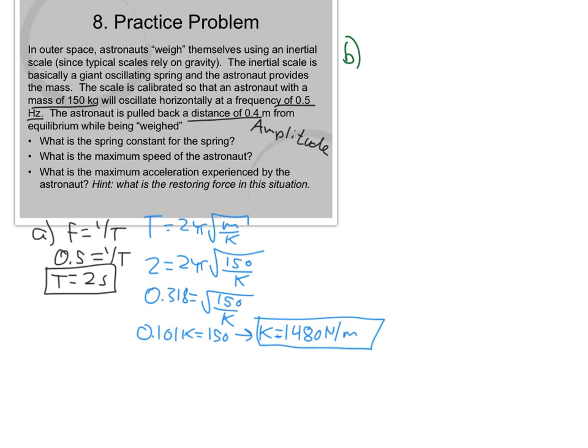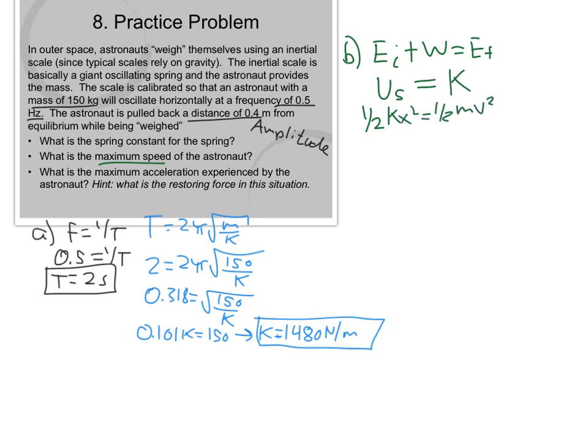Moving on to the next part, I'm going to start thinking about what we just introduced, the idea of energy. So I'm going to start with E initial plus work equals E final, and I'm going to use that to figure out the maximum speed of the astronaut. I know that when they start, they have all spring potential energy when they're at their maximum displacement. There's no work being done here by any non-conservative forces, and when they get to their equilibrium position, where they're traveling the fastest, all of their energy has become kinetic. So I can say 1/2 k x squared equals 1/2 m v squared.